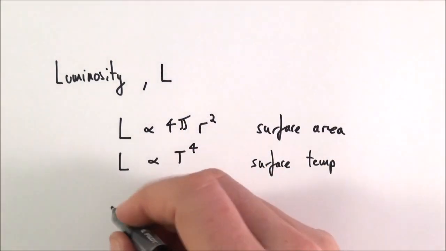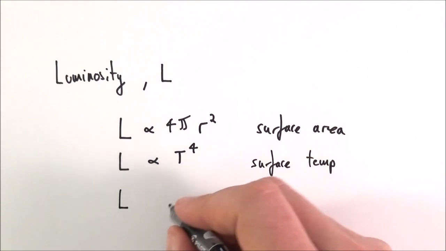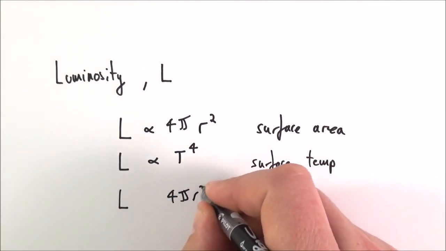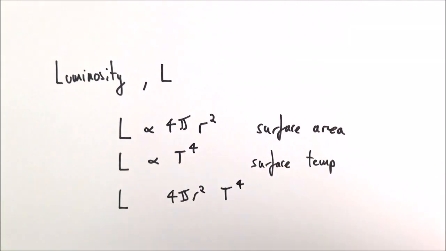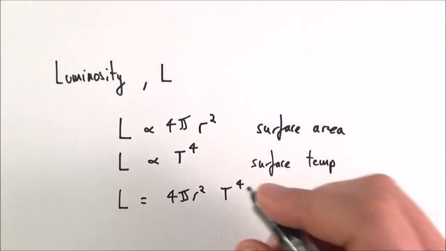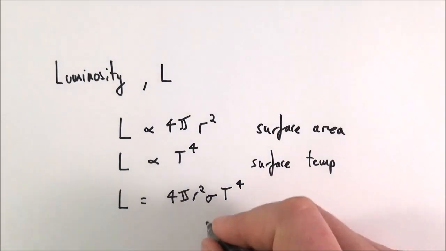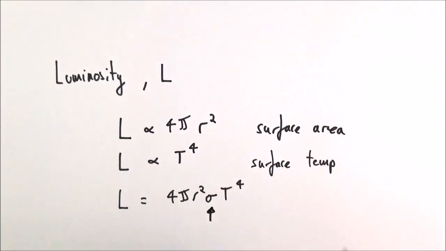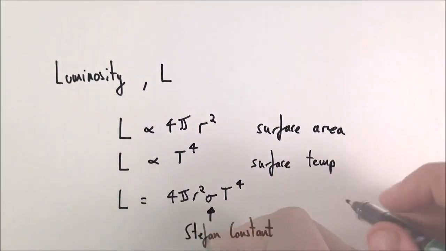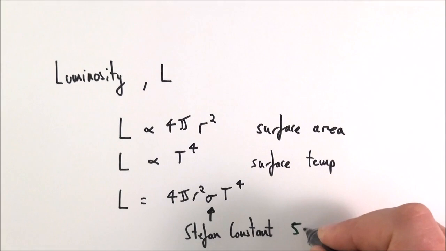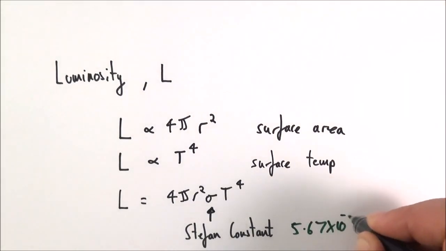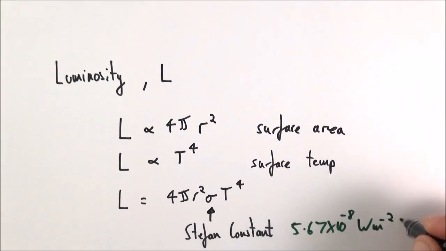So we can combine these two things together to say that the luminosity is proportional to 4 pi r squared T to the power of 4. If it only depends on these two factors, we can then put in our constant of proportionality. The constant is this symbol down here, a sigma, and this stands for Stefan's constant. The Stefan constant has a value of 5.67 times 10 to the minus 8, and the units are watts per square metre per Kelvin to the minus 4.